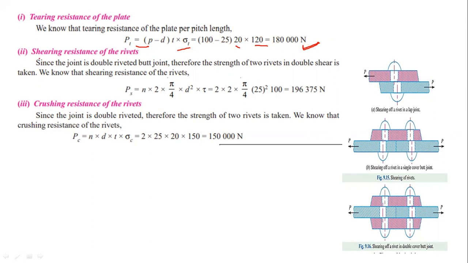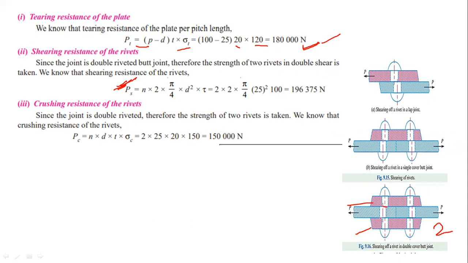And the second one is the shearing strength, PS. PS equal to, this one is very important. Please listen carefully. Tearing strength is same, there is no change, but in shearing strength you have to observe, this is a double cover butt joint. Our given problem is double cover butt joint. In our question we are using two cover plates, top and bottom cover plates, so you have to consider double shear, so you have to multiply double area.